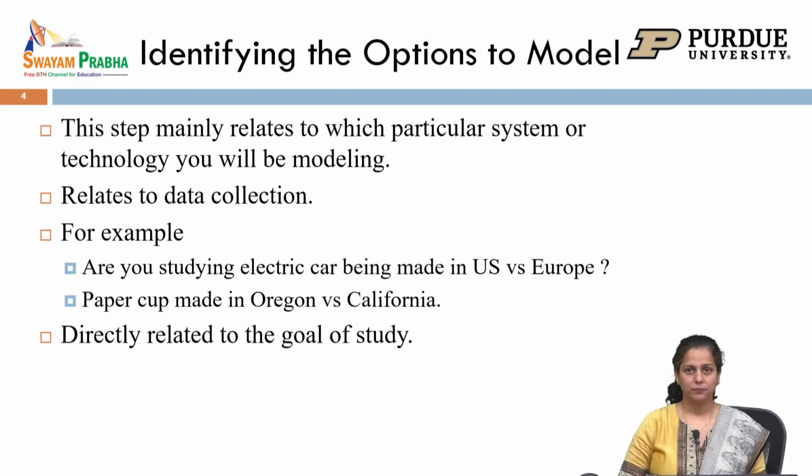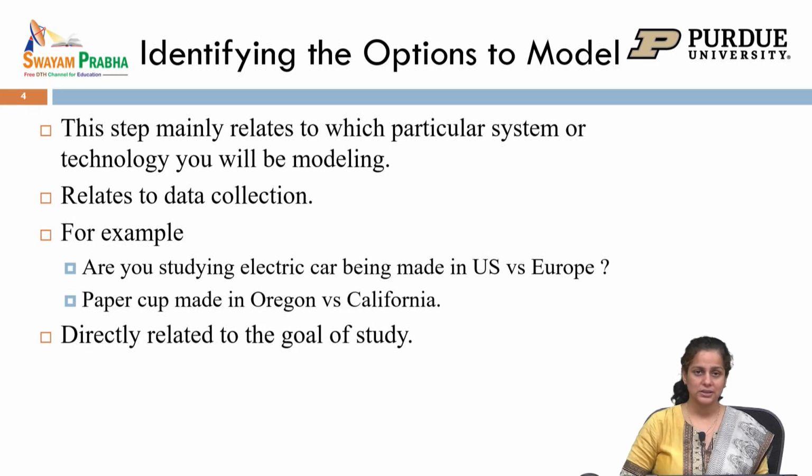Identifying the options to model. This step mainly relates to a particular system or technology that you will be modeling. Remember, in the goal phase, we set up the goal of our LCA, whether it is comparison of two products or of two different materials. Then in the scoping phase, we start with the system that we want to model. It could be the manufacturing of a particular material in a plant site that is given to us, or it could be the average technology being used in the market. So, in the scope phase, we decide which option we want to model for setting up our LCA study.